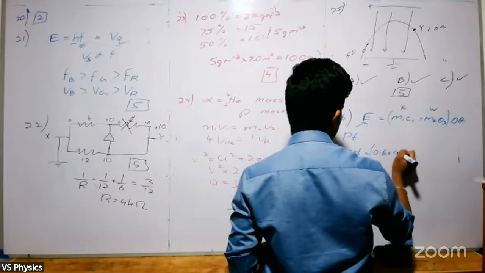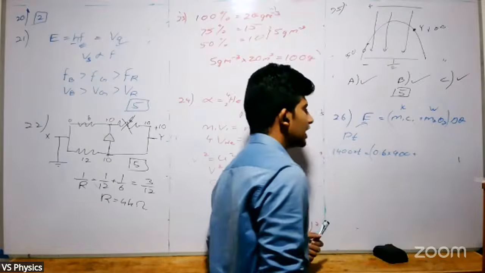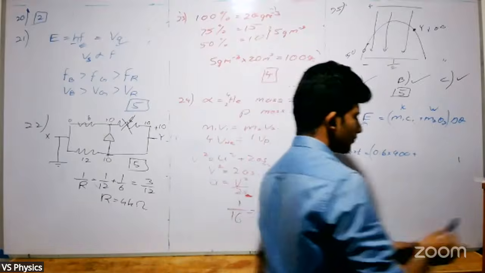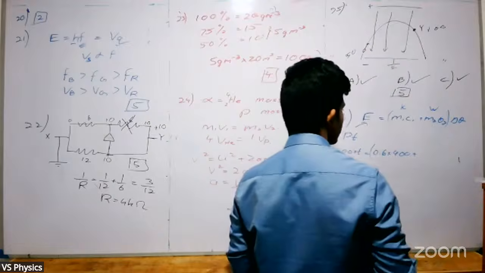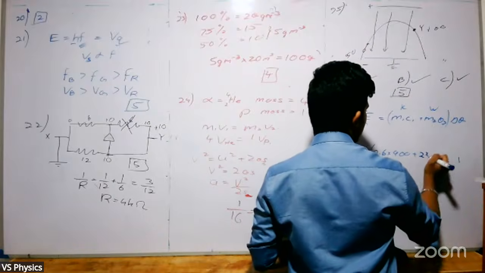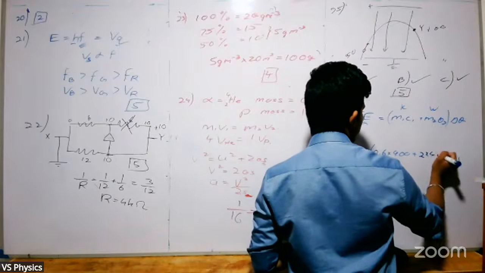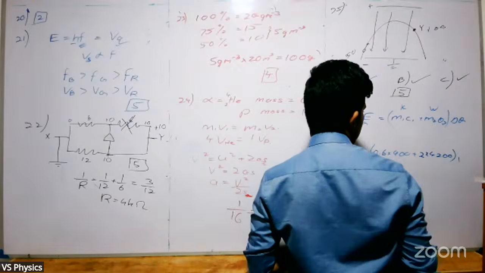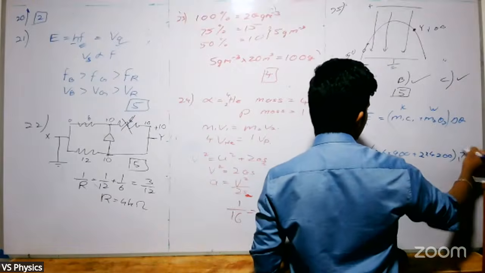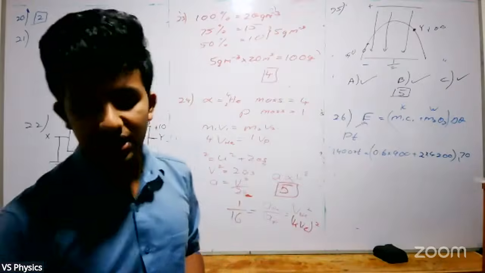C1 900 plus M2, M2 is 2 kilograms, C2 4200. Delta theta 70, 100 minus 30, 70.